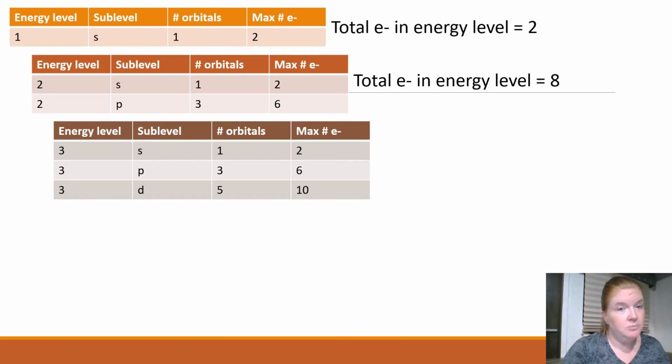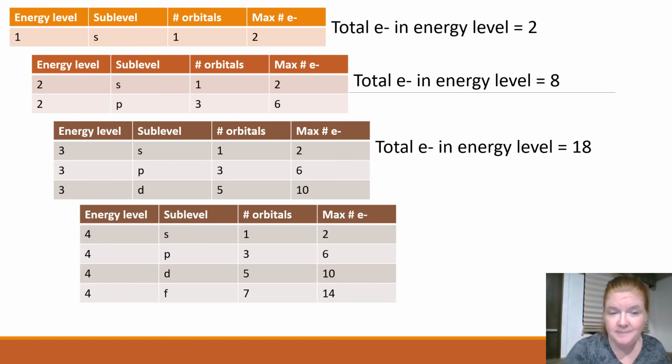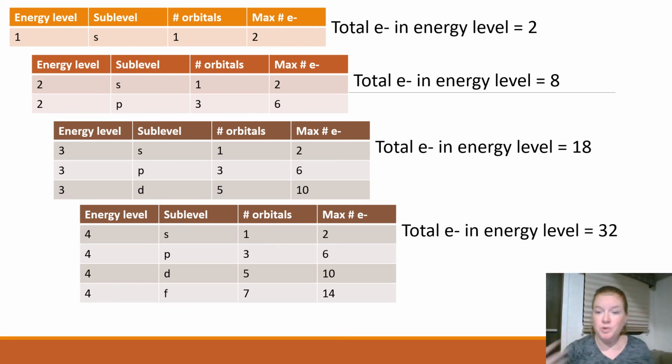Now energy level number 3 has s, has p, add d. Okay, but d has 5 orbitals, which holds 10 electrons. So add all those up, energy level 3 can hold 18 electrons. Now when we get to energy level 4, we have s, we have p, we have d, now f. Okay, and f has 7 orbitals, so that's 14 electrons. So add that up, and it can hold 32.